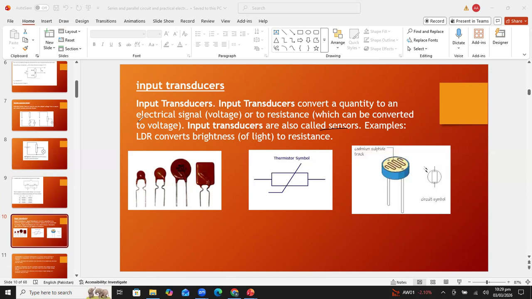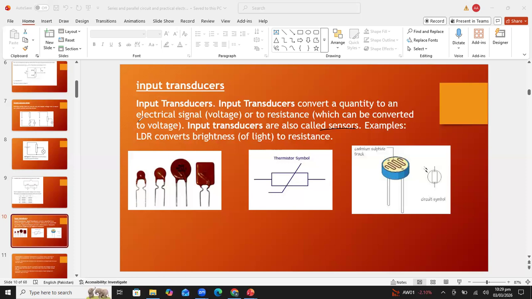These transducers are also called sensors, like your mobile touch screen. Your mobile screen is also a transducer which can sense your touch, the physical motion, and it will convert this mechanical motion into electrical signal. So basically, there are lots of types of transducers. There are many types of transducers like pressure sensor, heat sensor, light sensor, touch sensor, motion sensor. But in our syllabus, beta, there are only two types of transducers.